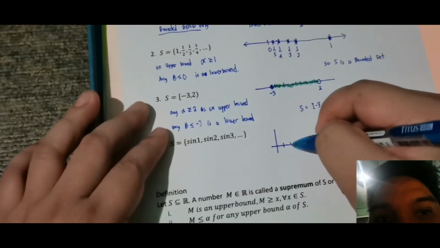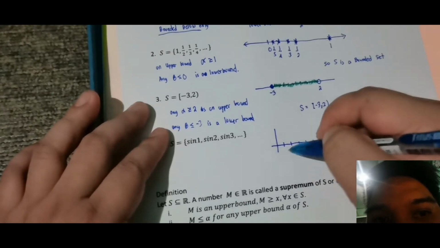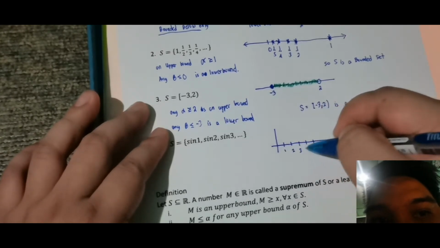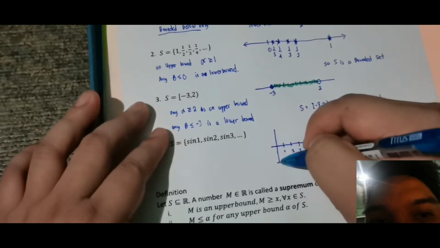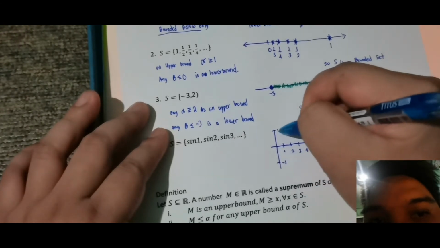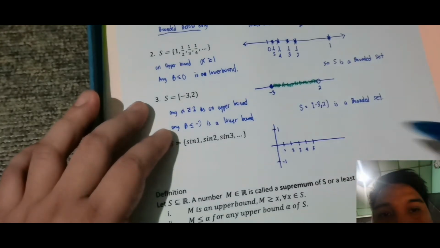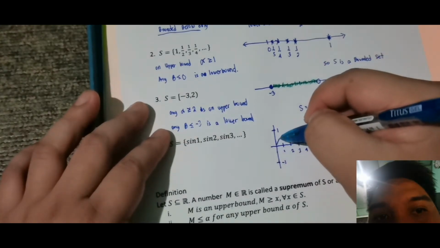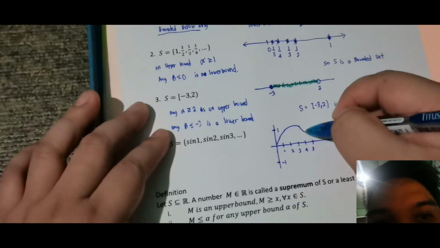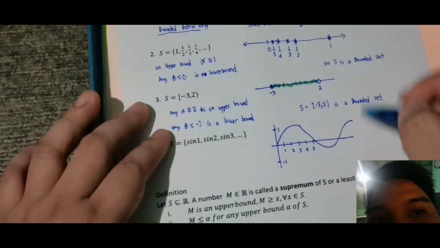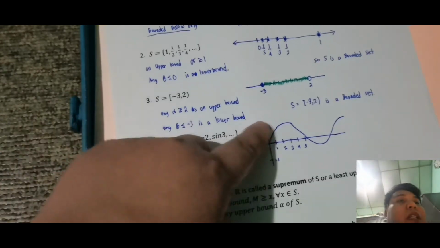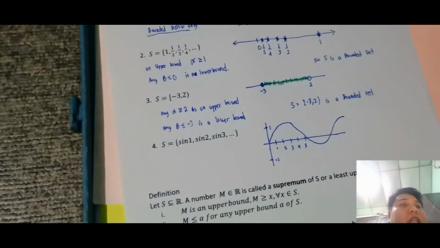This is 1. So 1, 2, 3, 5. Then this is, say, our negative 1. This is positive 1. Okay. So when the sin function is graphed, this is how it looks. So assuming it's periodic, you notice that its upper bound is always 1. Its lower bound is always negative 1.